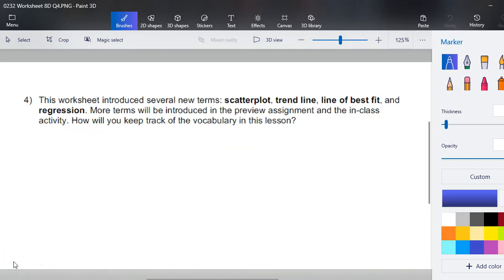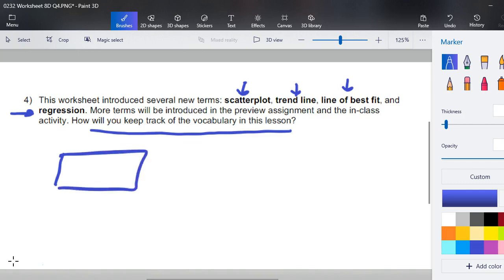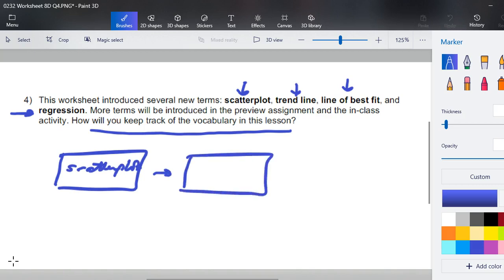To finish up this lesson, question 4 says that this worksheet introduced several new terms, including scatter plot, trend line, line of best fit, and regression. You're going to see more terms in your preview and in your in-class activity. So how are you going to be keeping track of this vocabulary? And so there are multiple things that I've been mentioning along the way of either starting a glossary or flashcards where you put a word on one side, like scatter plot, and then on the back side, you start writing information like a definition, a drawing, an example, a lesson where you saw it.